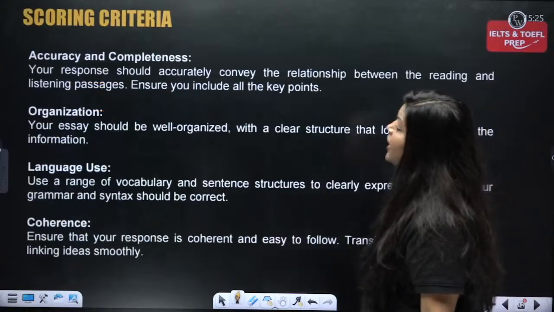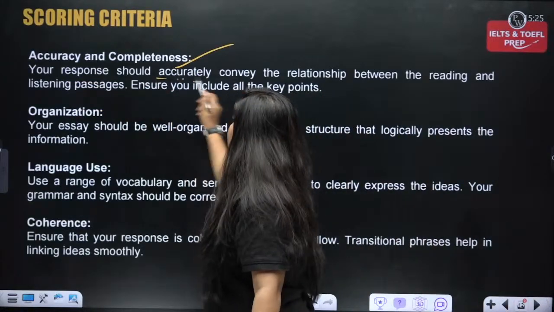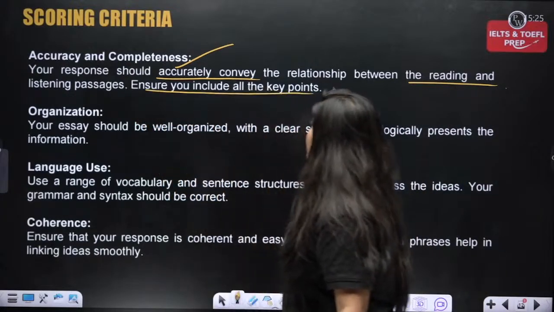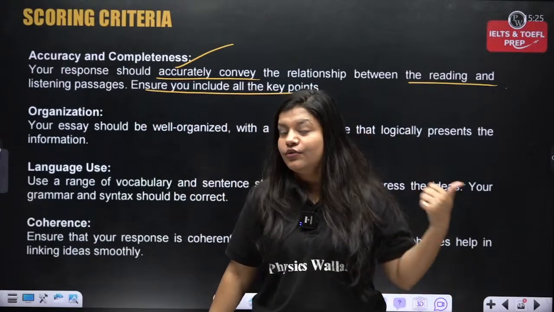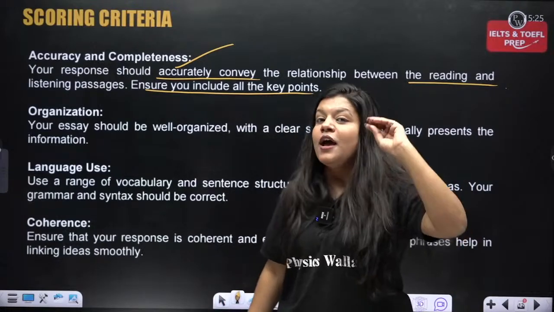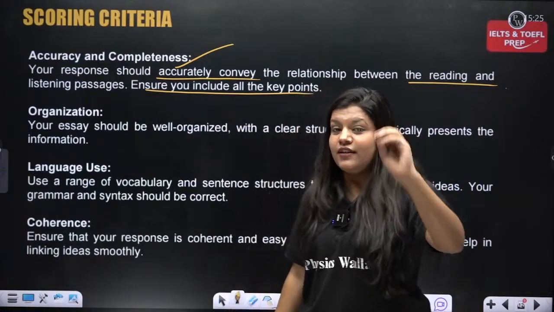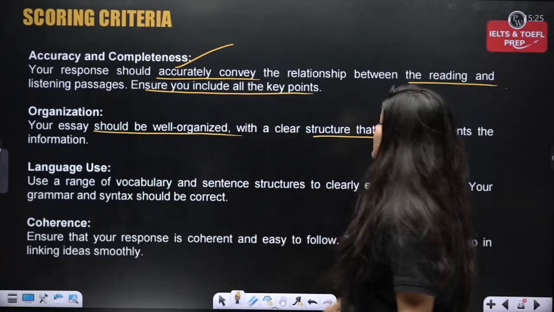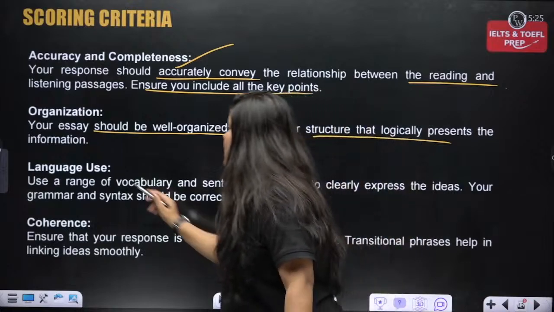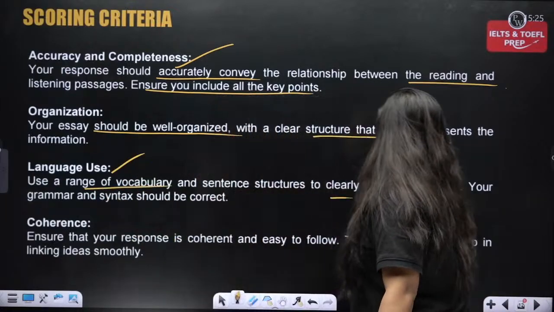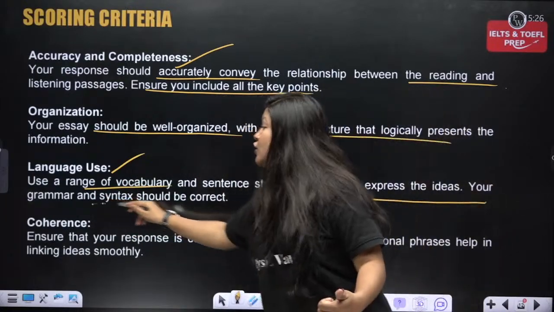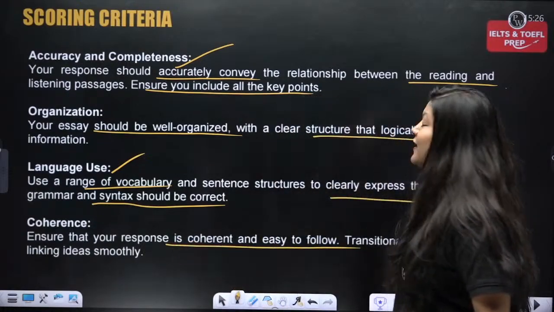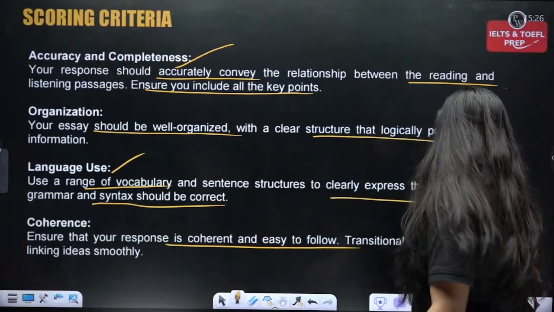Now, accuracy and completeness. Your response should accurately convey the relationship between the reading and listening passages. Ensure you include all key pointers. I have been telling you since the time I started the session, because both the reading and listening sections are interconnected to each other. So take decisions wisely. Your essay should be well organized with a clear structure that logically presents the information. Language use: a range of vocabulary and sentence structures to clearly express the ideas. Your grammar and syntax should be used correctly. Ensure your response is coherent, easy to follow and understandable in nature.